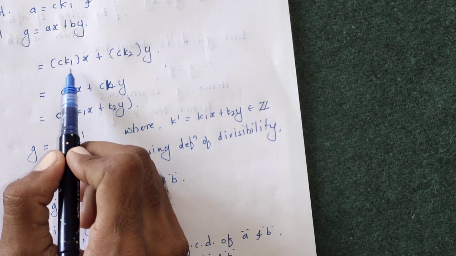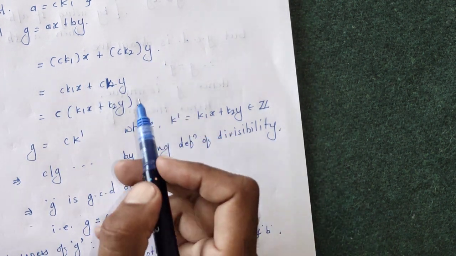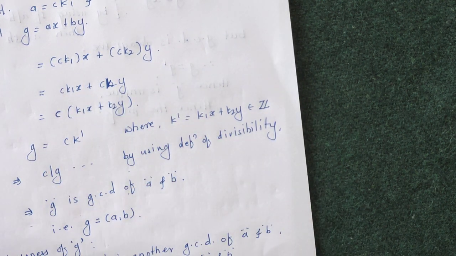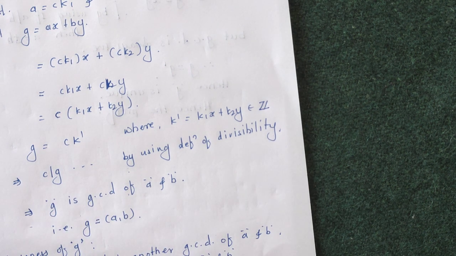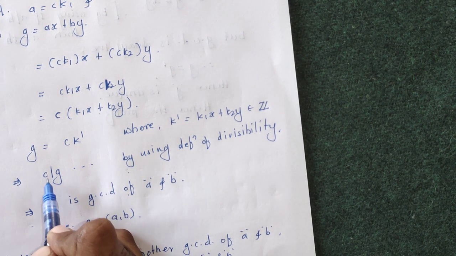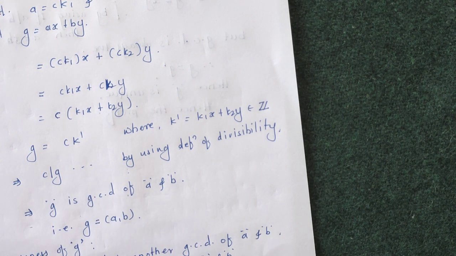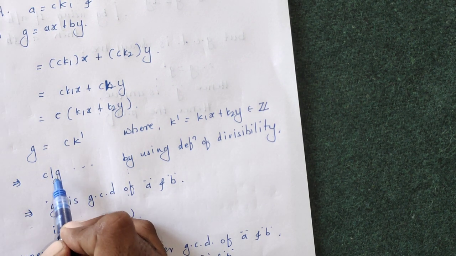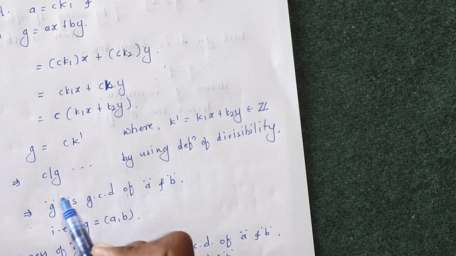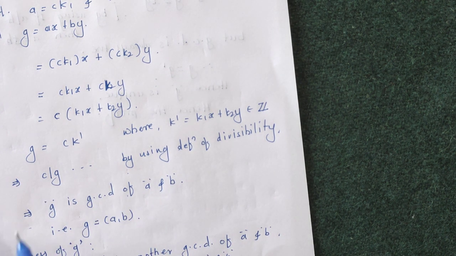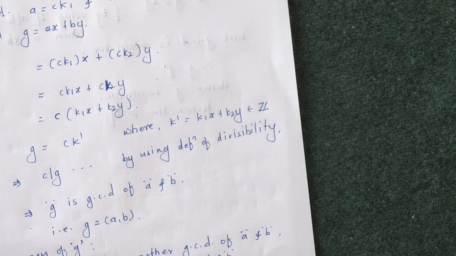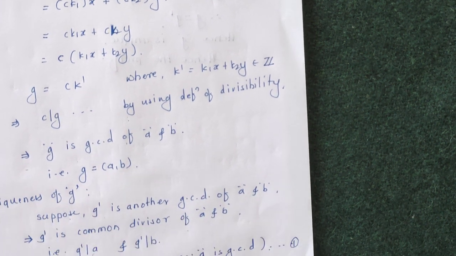So we get ck1x plus ck2y, and taking C common we get C divides G, where C is an arbitrary common divisor of A and B. So C divides G, we get G is greatest among all the common divisors, which implies G is a common divisor and G is greatest. So G is the greatest common divisor of A and B.